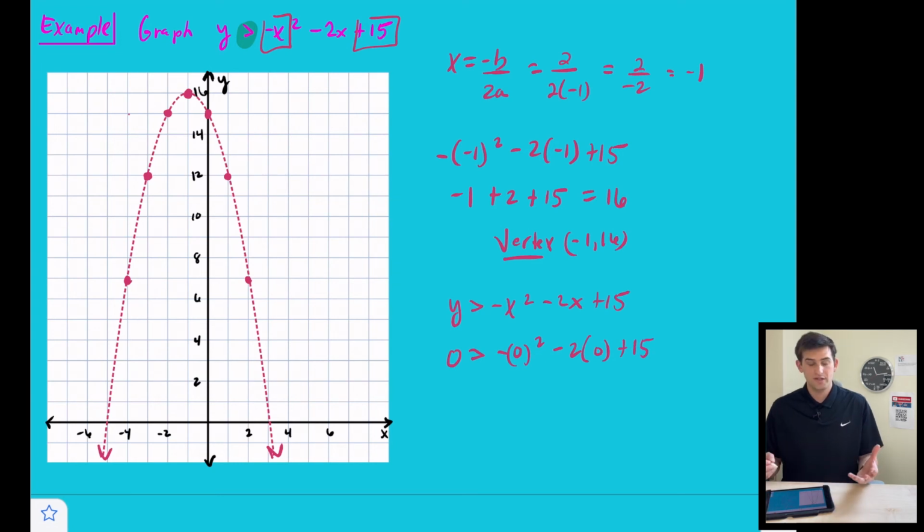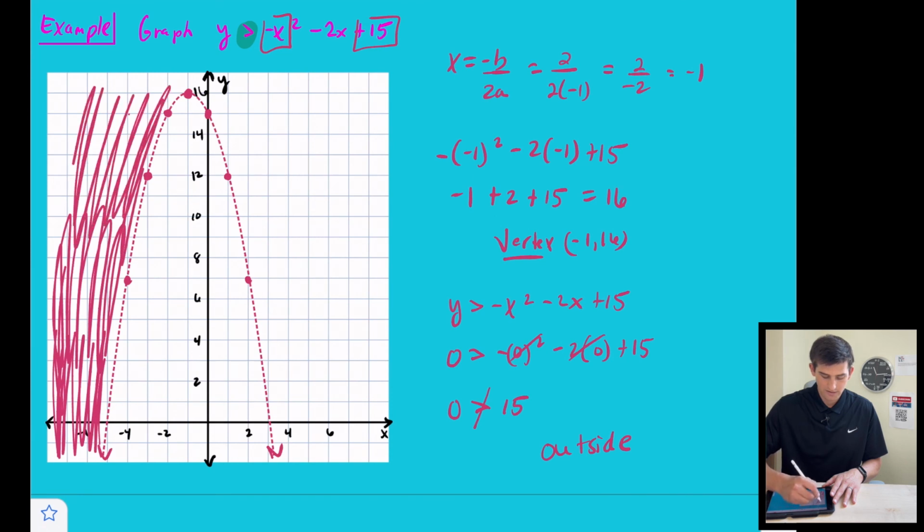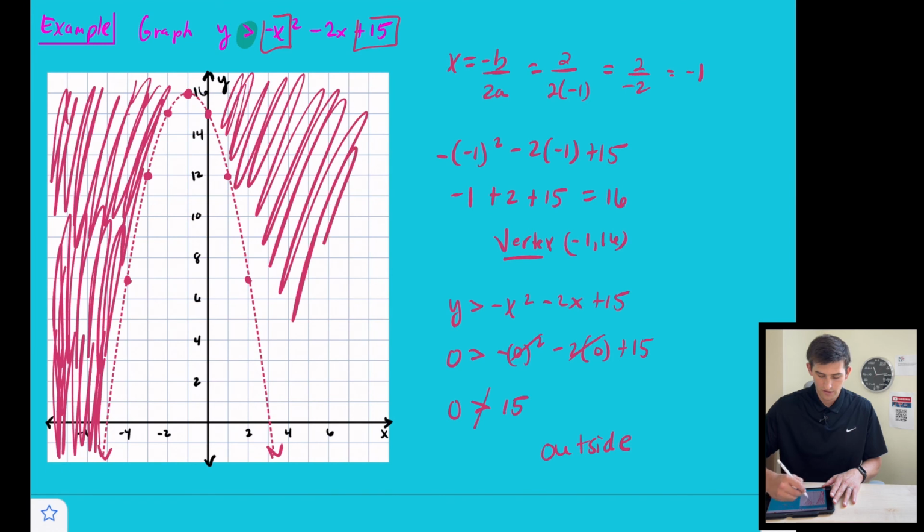Then I just solve this. I get 0 is greater than 0, 0, and 15. Is 0 greater than 15? The answer to that would be no. Since my origin was on the inside of my parabola, I'm going to shade the outside. So my solutions would be anything that is on the outside of our parabola like this. We can shade that part, and then we can shade over here as well.